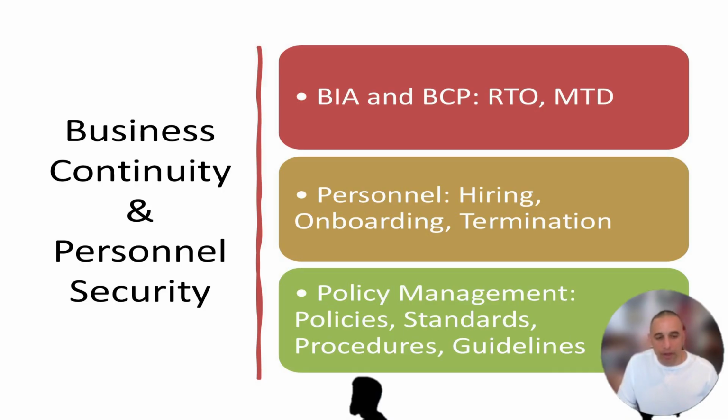Effective policy management is the backbone of a strong security culture. Organizations use a hierarchy. Policies set the high-level direction, standards define mandatory requirements, procedures provide step-by-step instructions, and guidelines offer best practices. By integrating business continuity planning and robust personnel security, organizations can better withstand disruptions and recover quickly. Next, we'll look at supply chain risk management and the importance of continuous monitoring.